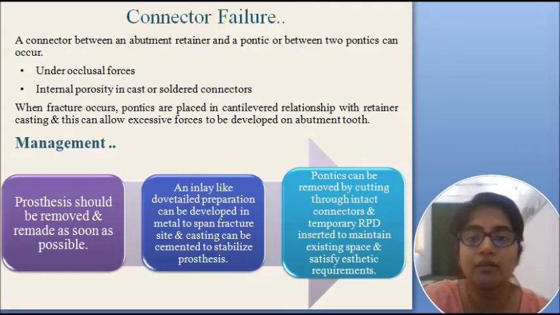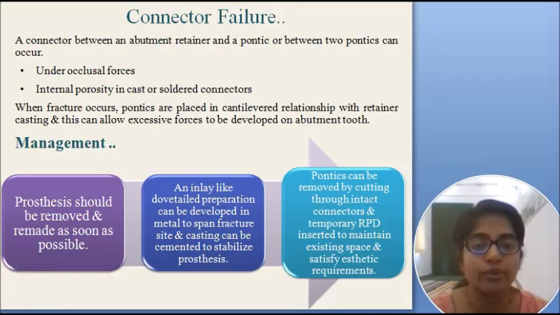A connector between an abutment retainer and pontic can fail under occlusal forces, or because of internal porosity in cast or soldered connectors. When this fracture occurs, pontics are placed in cantilever relationship with the retainer casting, and this can allow excessive forces to be developed on the abutment tooth. So how do we manage this?